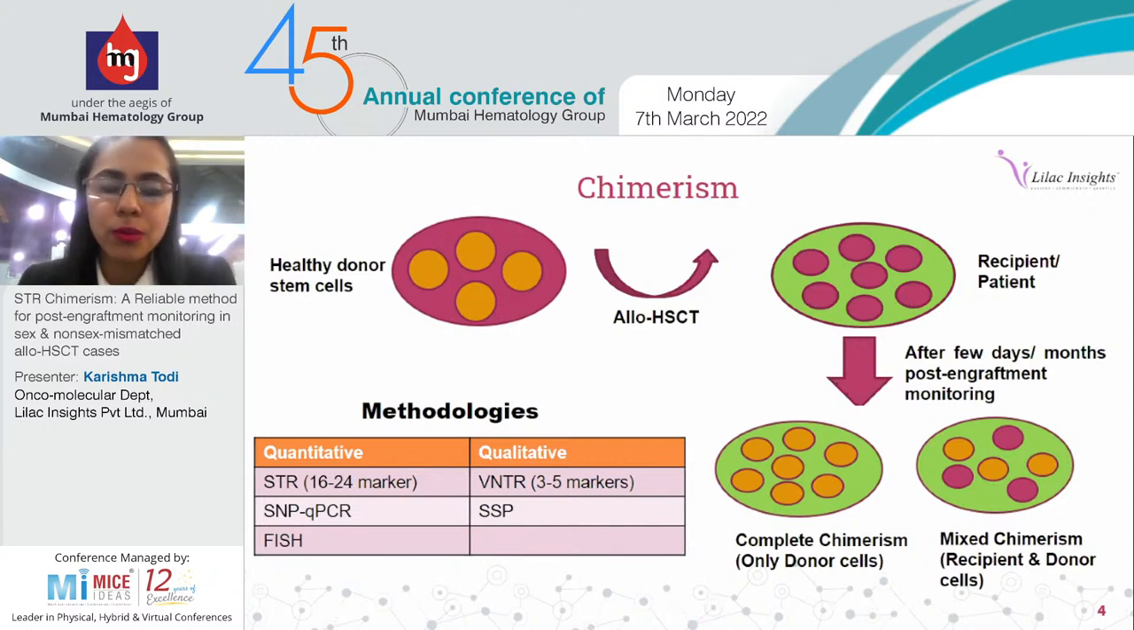As we all know, VNTR is the first genetic marker study approved by national bodies for chimerism testing. So today I'm going to focus on a topic where we have done a few case studies in which the STR results were more reliable compared to the VNTR.